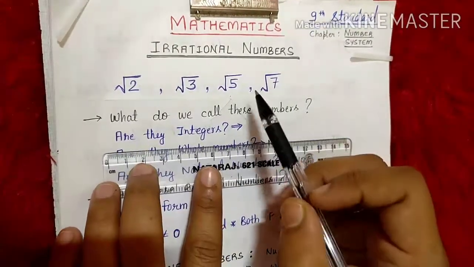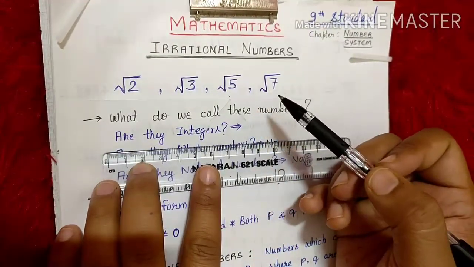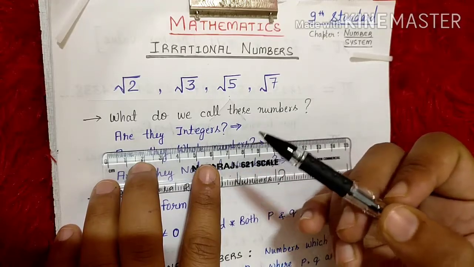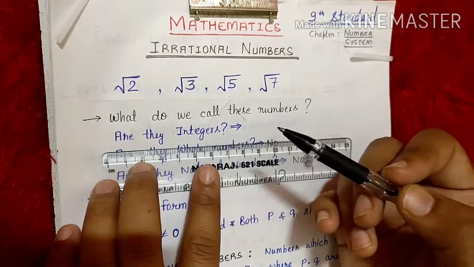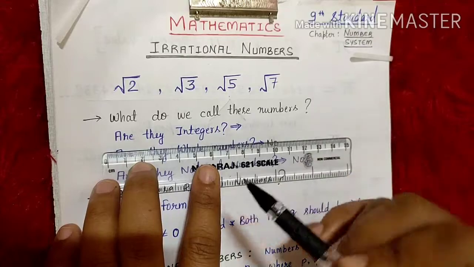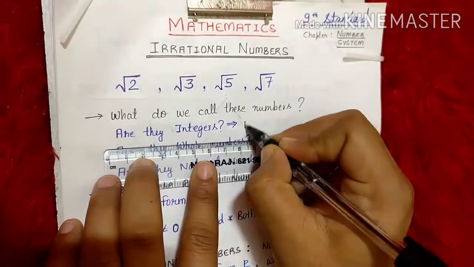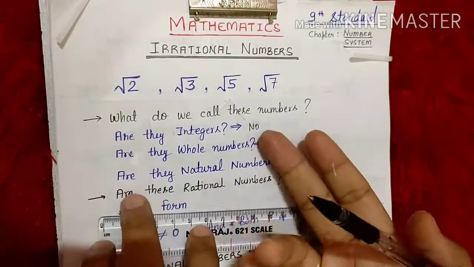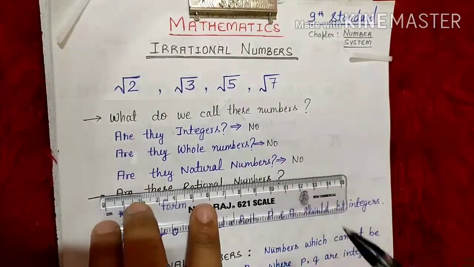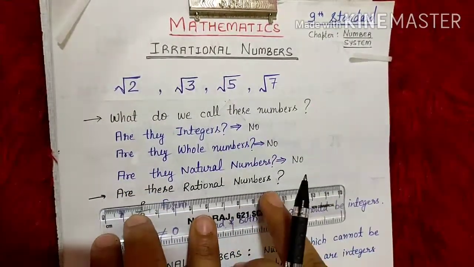Okay. Then are they integers? We have learned that integers are a combination of negative numbers and positive numbers along with 0 on the number line. So they are not integers also. So what are they actually? They are not integers, they are not whole numbers, they are not natural numbers. So what are they? Are these rational numbers?